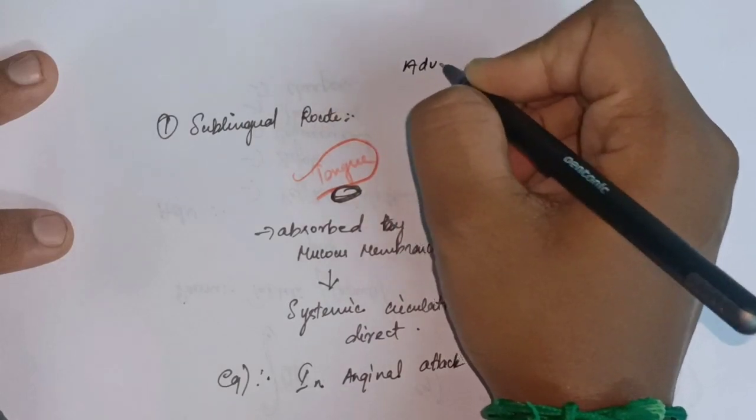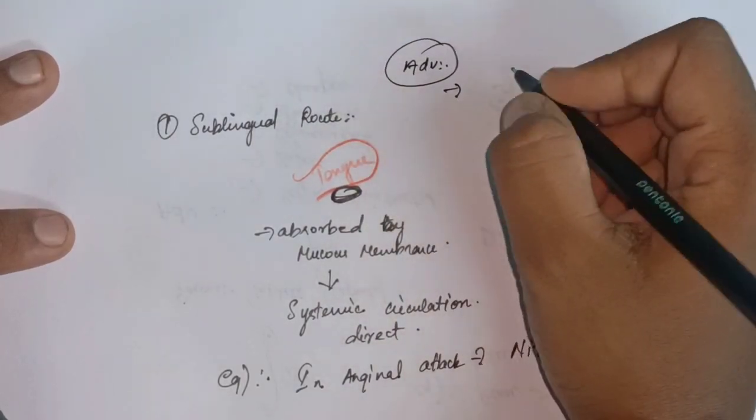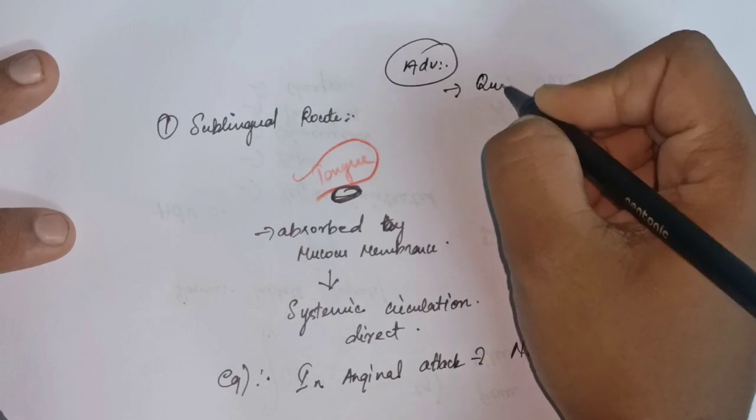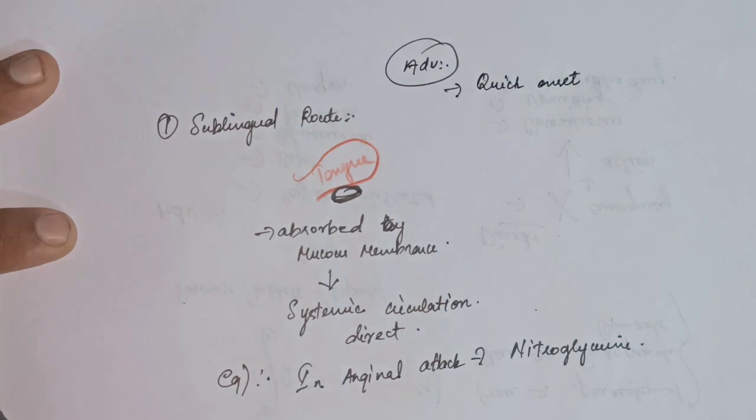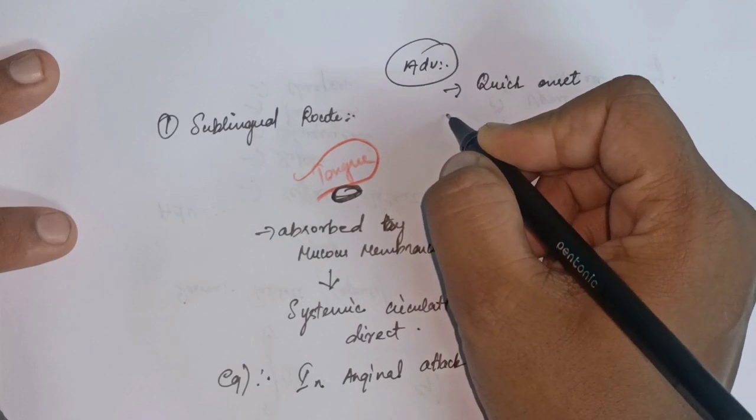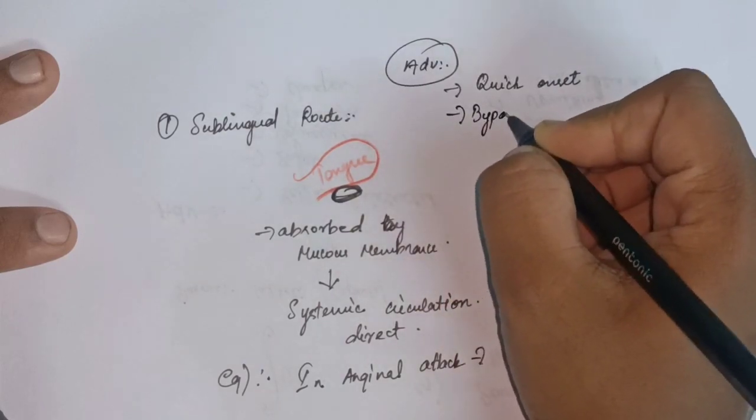Advantage. See, as I said earlier, quick onset will be there, because why are we giving a sublingual route? It will reach the circulation directly, right? There won't be any first pass metabolism. It will bypass the first pass metabolism, so it will reach the systemic circulation directly and quickly. So to rescue the patient from the anginal attack, we are giving nitroglycerin sublingually. Okay, so quick onset, and it will bypass the first pass metabolism.